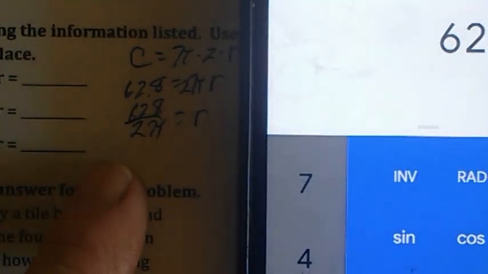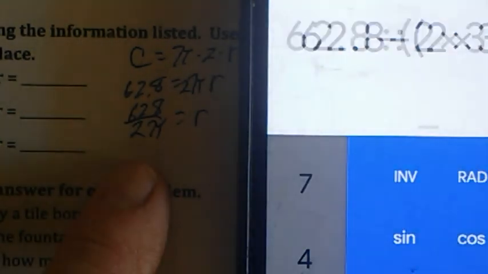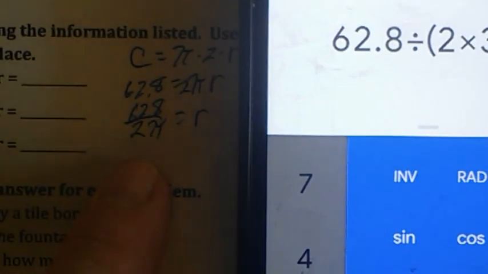Is that right? I don't know if I did that right. Yeah, it should be about 10. Okay, so let me try this a different way. I'm going to start with 62.8, and I'm going to divide by, this time though, I'm going to use parentheses. I'm going to divide by 2 times pi, 3.14. I'm first multiplying 2 times 3.14, and then I'm going to divide. I have to put my end parenthesis. And look, it comes up with 10 again.